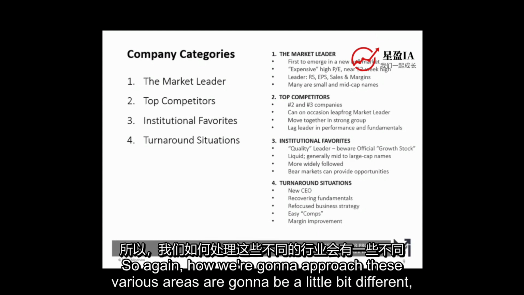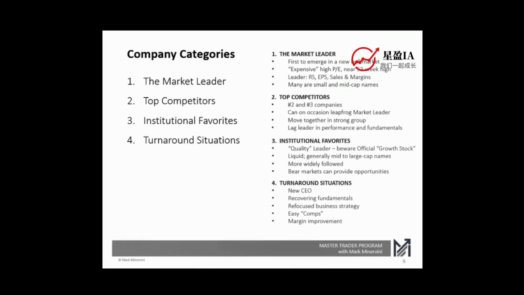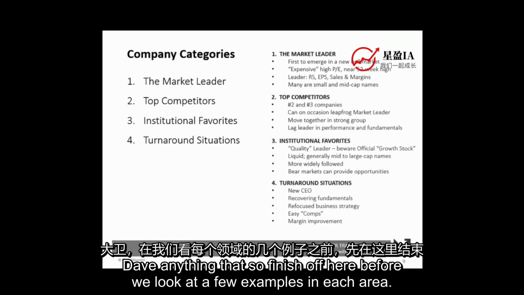So again, how we're going to approach these various areas is going to be a little bit different, not usually from the technicals as far as the charting is concerned, but on the fundamental side. Dave, anything to finish off here before we look at a few of these examples in each area?